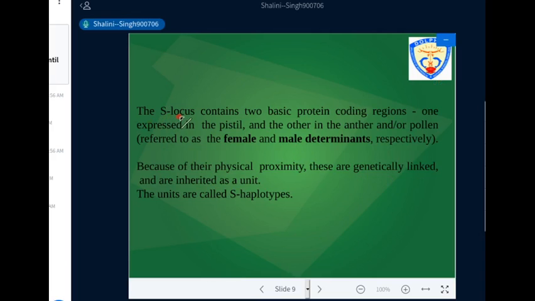The S locus contains two basic protein coding regions. One is expressed in the pistil and the other in the anther or pollen. The pistil one is referred to as the female determinant and the anther one is referred to as the male determinant. Because of their physical proximity, they are genetically linked and are inherited as a unit. And these units are known as S haplotypes.